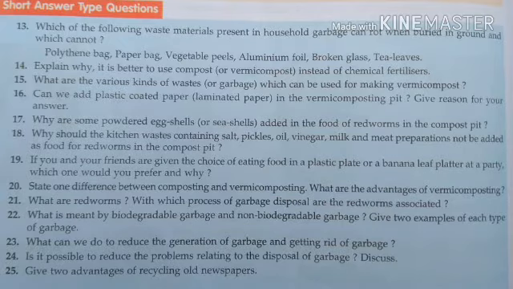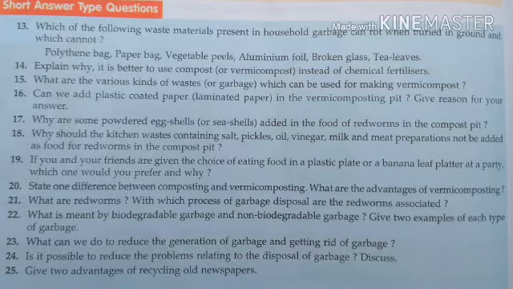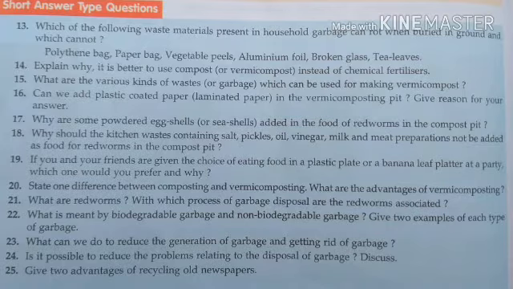Next question, what are red worms? With which process of garbage disposal are the red worms associated? Here red worms are a kind of earthworm and they use garbage as their food, and whatever excreta is there is added to the soil and then the soil becomes manure. So red worms depend upon the garbage material for the decomposition process, so they are decomposers, and they require these garbage materials.